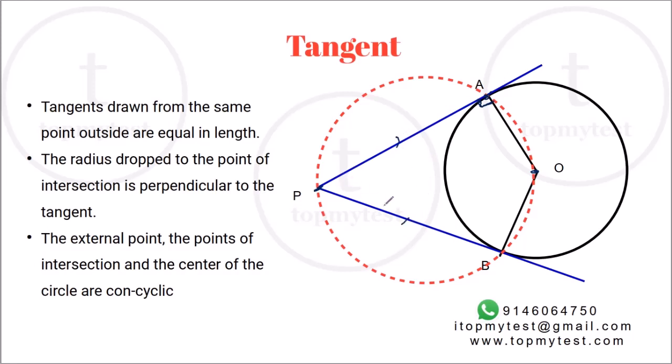So PA will be equal to PB. This is used very widely in circle, circumcenter, etc. Those type of questions. This is used very widely.